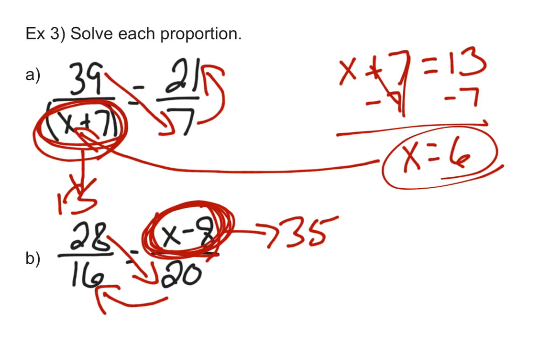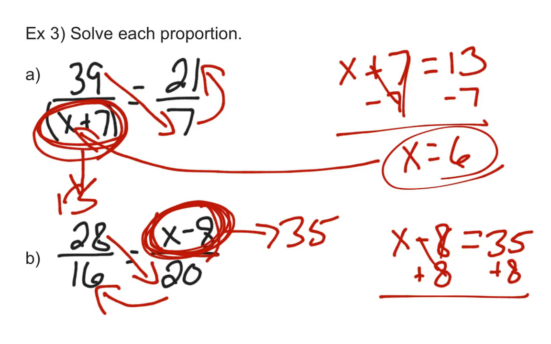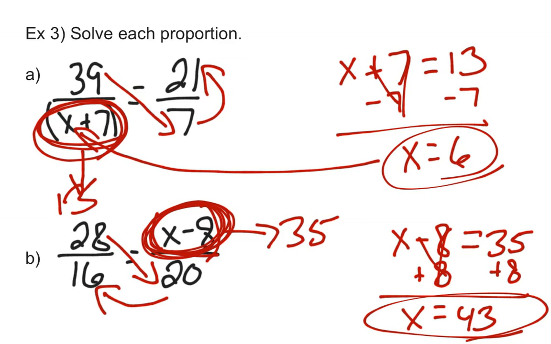So I want to know what number minus 8 equals 35. Let's go ahead and show that work. I know that x minus 8 has to end up equaling 35. So I can write an equation and solve it by adding 8 to each side. And that tells me that x has to be 43. Because if I plug that in for x right here, 43 minus 8, that's what makes that numerator 35, which is what it had to be.